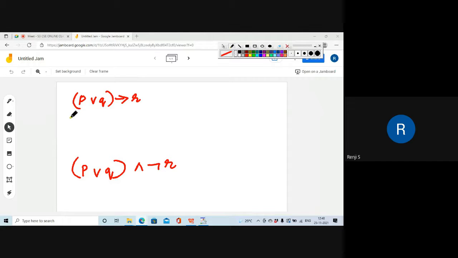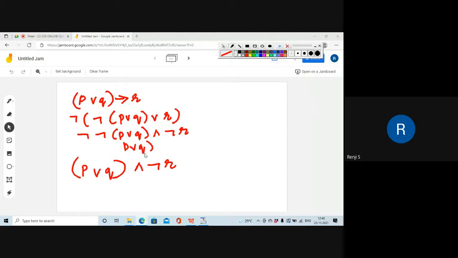First of all, you have to eliminate implication. Whenever there is implication, you eliminate it and you will get not of not P or Q, or R. Then you expand it using De Morgan's law. Not of not P or Q or R becomes not of not P or Q and not R. Applying the double negation law, you get P or Q and not R. So this is the answer. In 3 steps, you will get the answer.